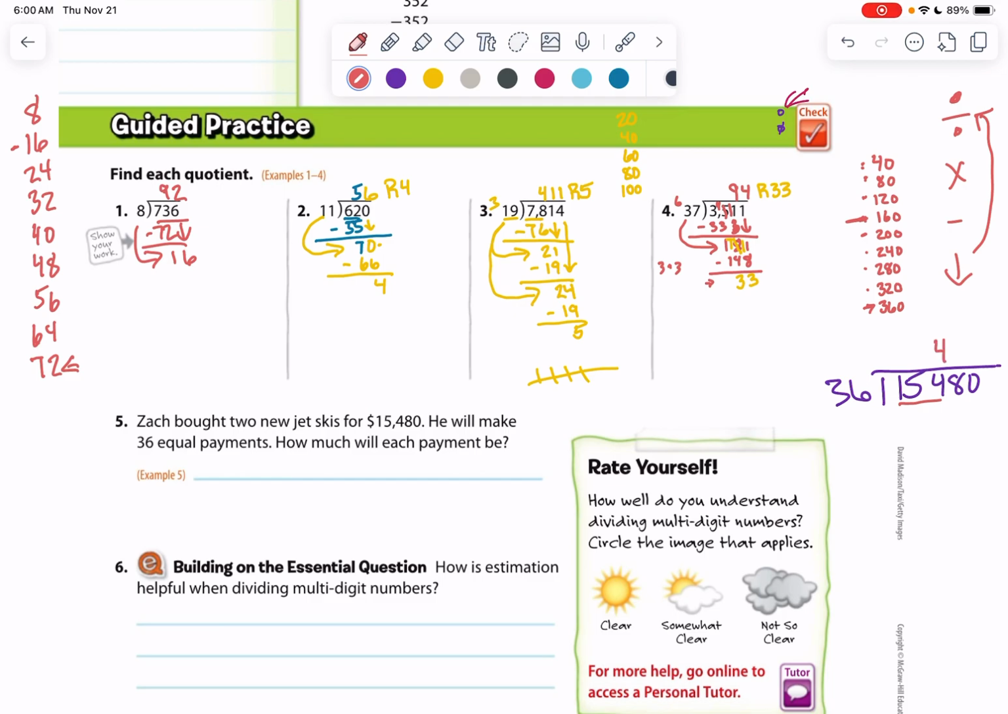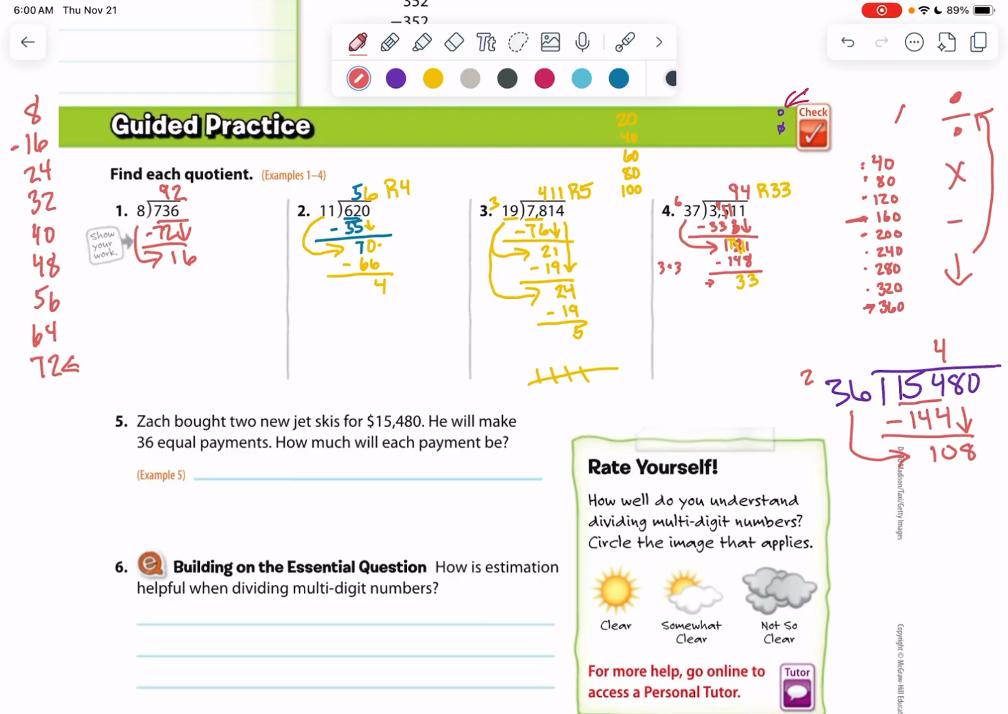Okay? 4 times 6 is 24. 4 times 3 is 12 plus 2 is 14. Now we subtract. 4 take away 4 is 0. 5 take away 4 is 1. Bring down the 8. So now we're thinking about how many groups of 36 we can make out of 108.